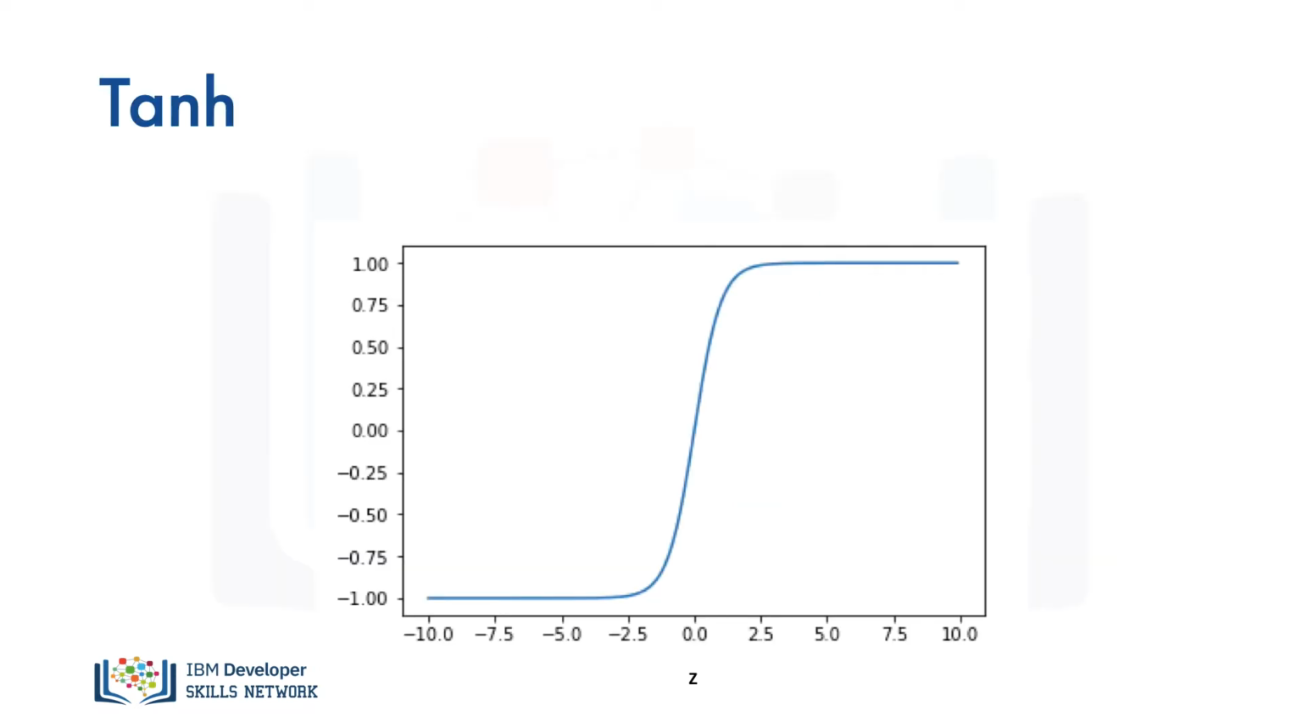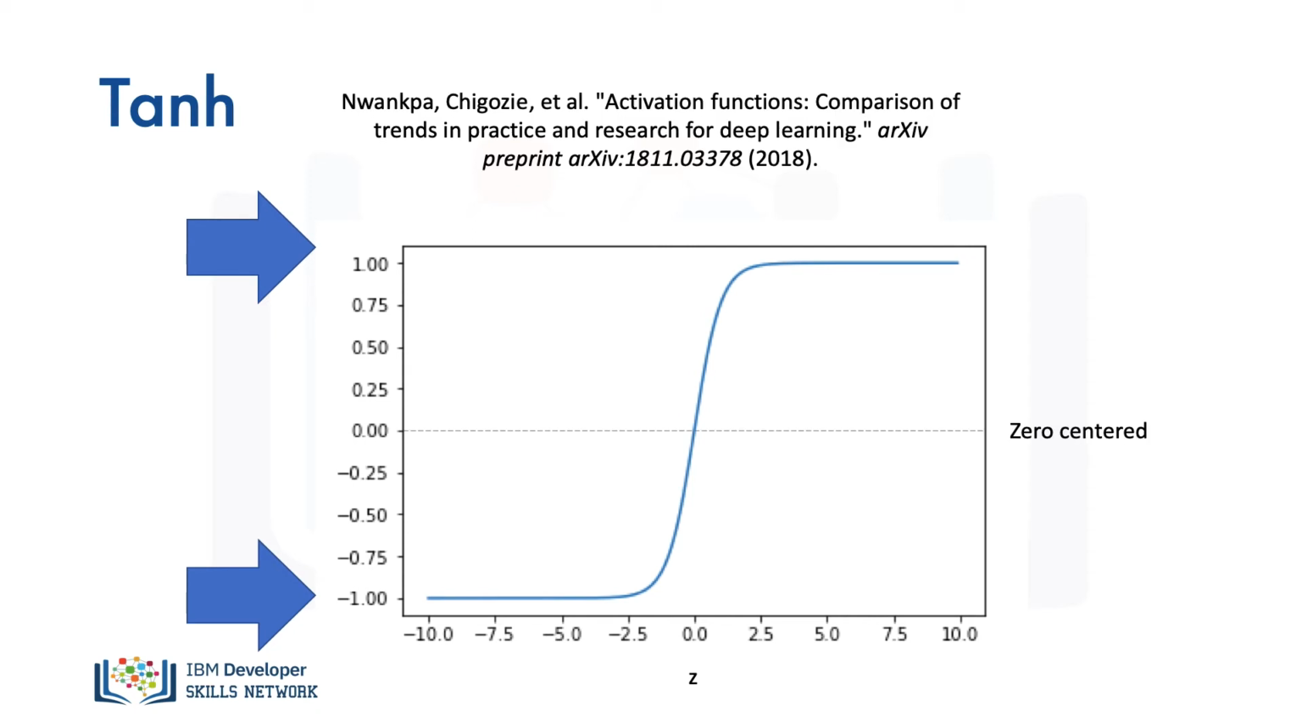The tanh function is another popular activation function. The upper bound is 1. The lower bound is -1. The tanh function is zero centered. As a result, it has better performance. See the following paper for details.